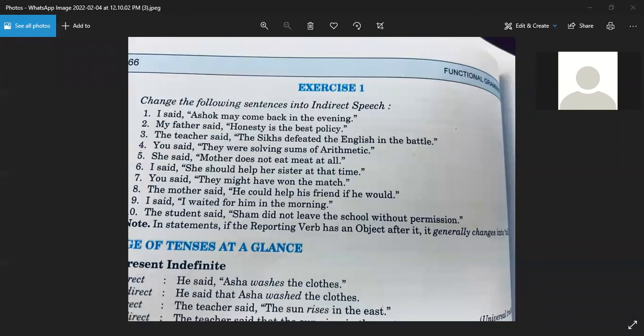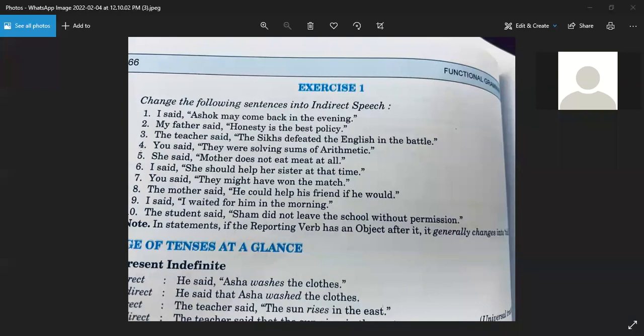One by one, Ashmit will speak. Ashmit, speak out the answer. You said they were solving sums of arithmetic. Now somebody else can speak. Yes, Peter, speak out. You said that they had been solving sums of arithmetic, because it is past continuous tense, and past continuous tense changes to past perfect continuous. They had been solving sums of arithmetic.